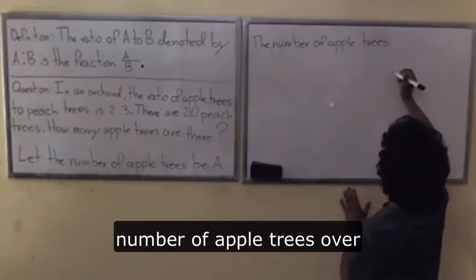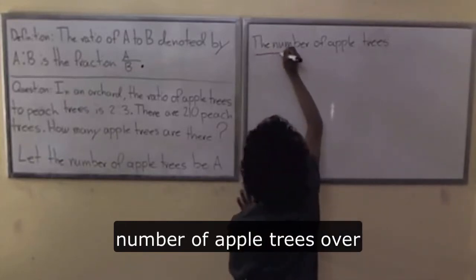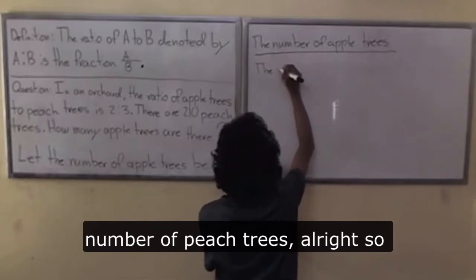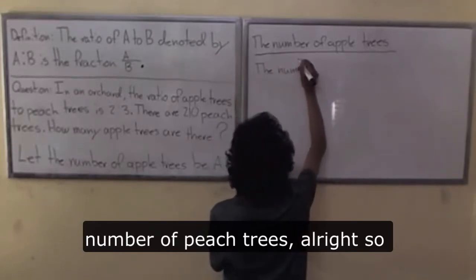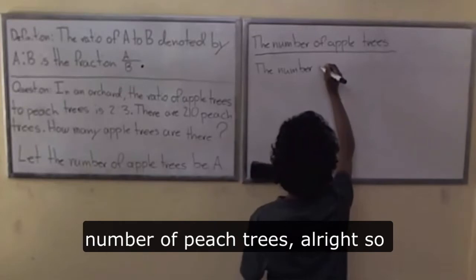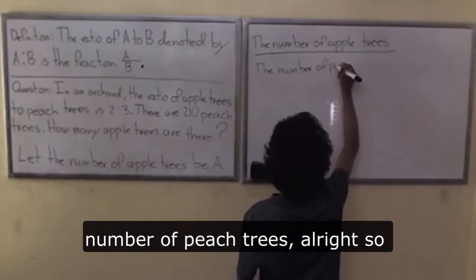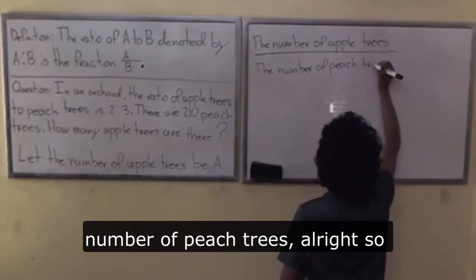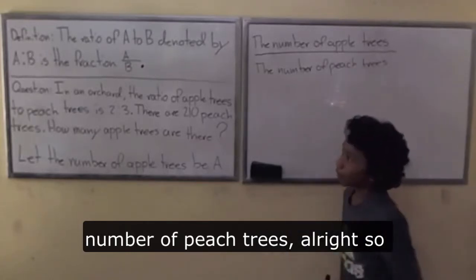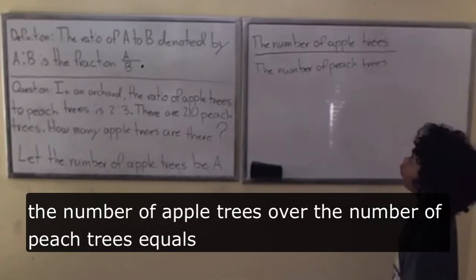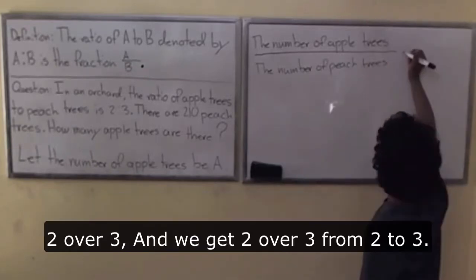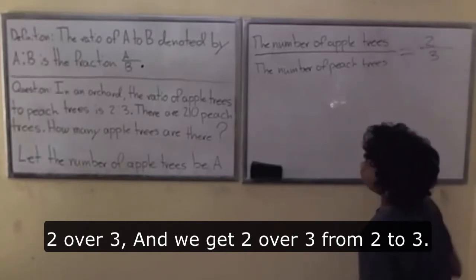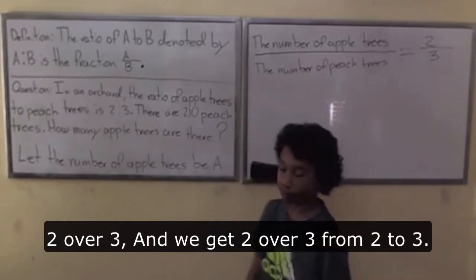Number of apple trees over number of peach trees. Alright, so the number of apple trees over the number of peach trees equals 2 over 3. And we get 2 over 3 from 2 to 3.